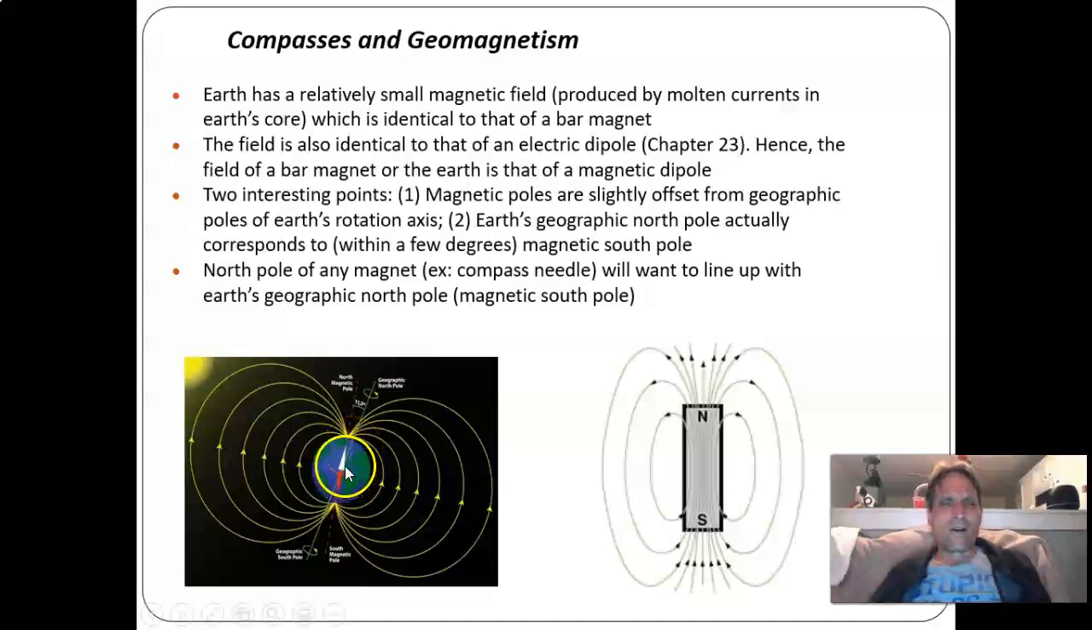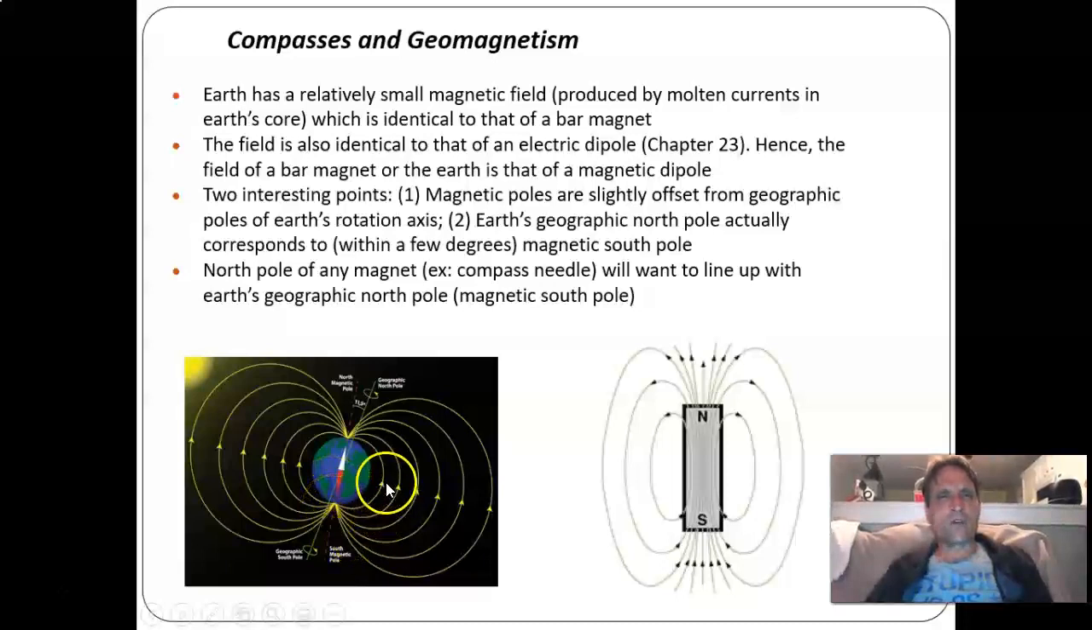And then furthermore, the north magnetic pole is really the south pole of the bar magnet. In other words, if you look at the field lines of the Earth, remember the field lines come out of the North Pole and go toward the South Pole. Well, the Earth's magnetic North Pole is really the South Pole of the bar magnet. And so that's why the compass will point toward the north magnetic pole here.